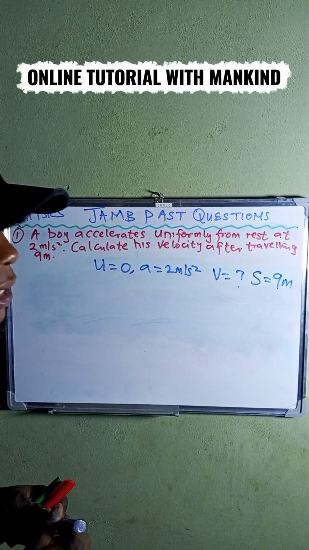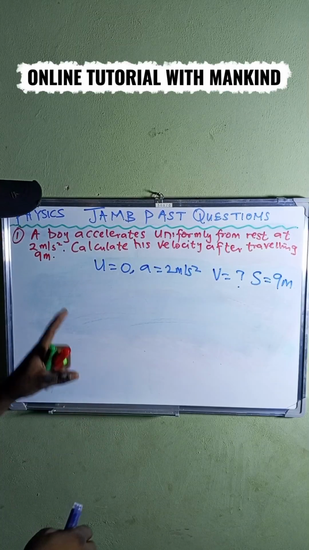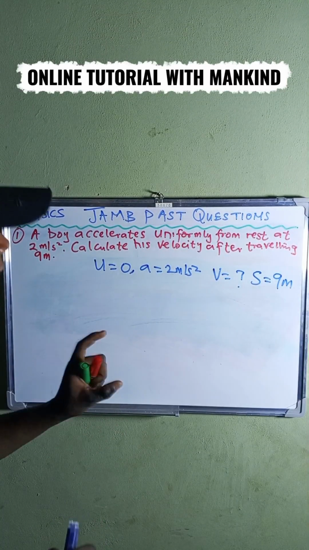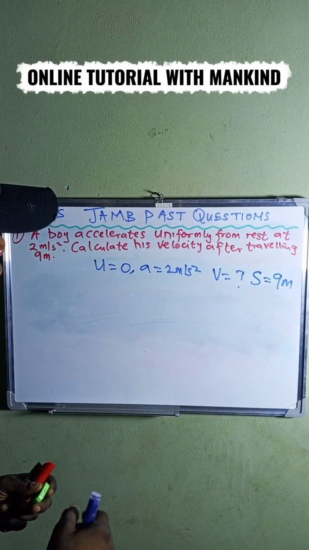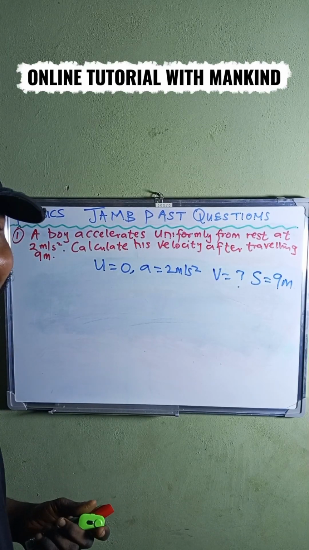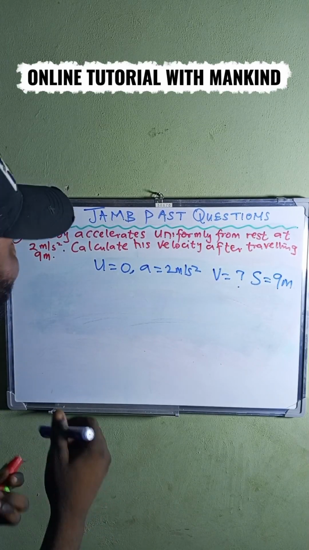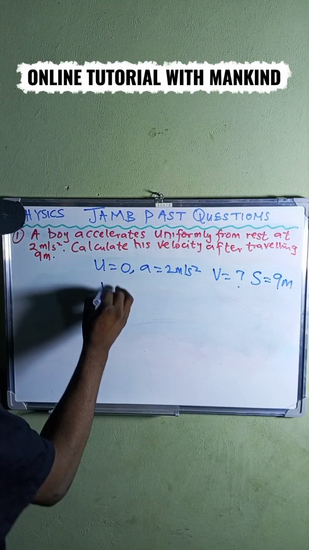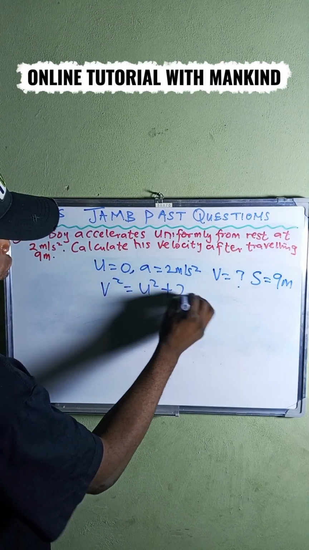Now if you followed the last video I did, I told you that after writing out your parameters like this, you select the equation that has the exact parameters, the exact values as given in the question. If you didn't follow up with that, you can check my last video, you will see it there. So the equation that has the exact parameters as we are given in this question is v squared equals u squared plus 2ax.